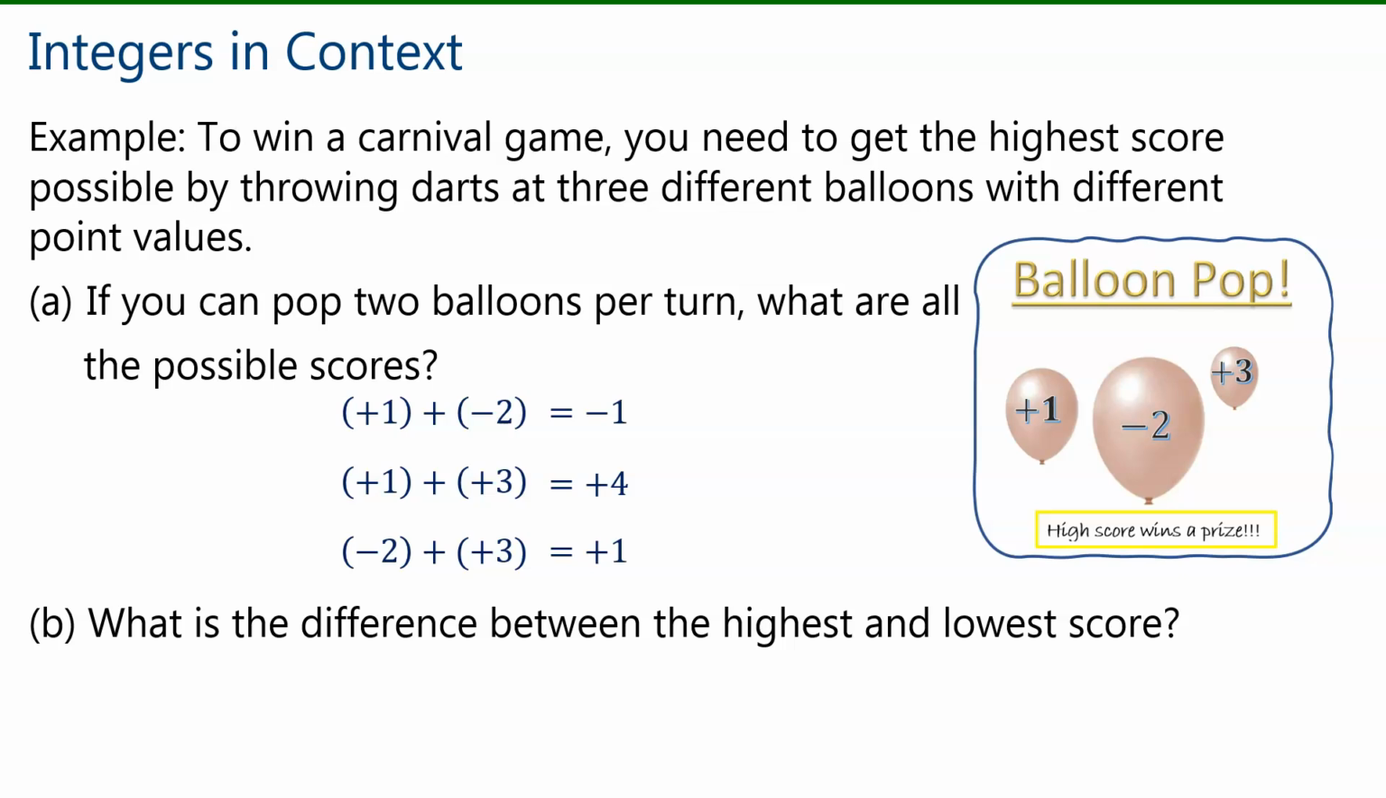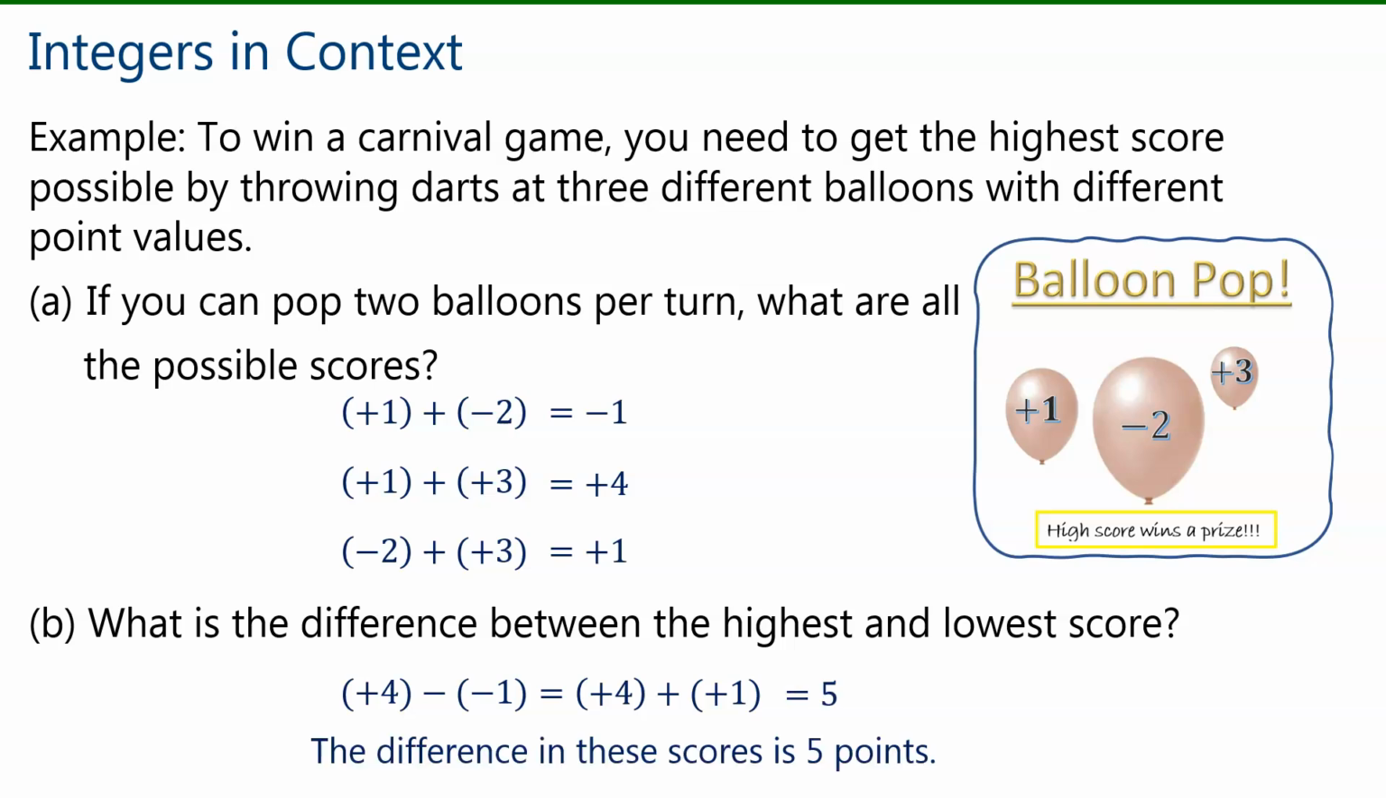Now B says, what is the difference between the highest and the lowest score? Well, we just said the highest score is +4, and the lowest score here is -1. So if we want the difference between them, we'll subtract them. So we'll have +4 subtract -1. So let's add the opposite here to give us +4 plus +1, which simply equals 5. So we can say that the difference in these scores is 5 points.